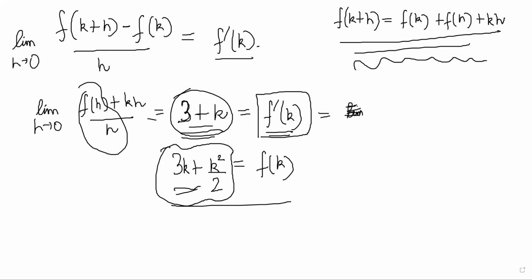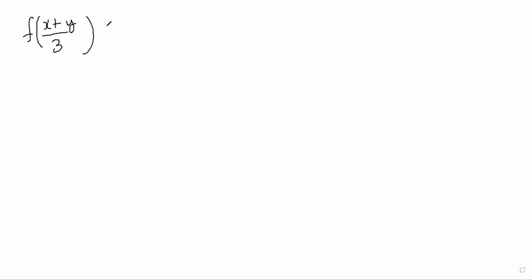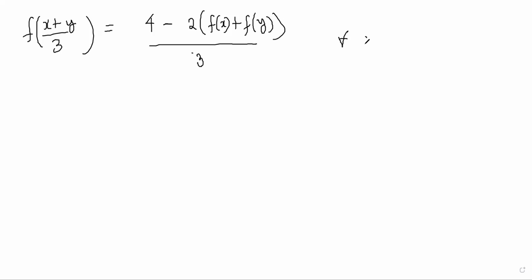30th. 30th is again a differentiable function he is saying. So similarly it will be again: f of (x plus y) by 3 is equal to 4 minus 2 times (f of x plus f of y), by 3, for all x, y belonging to real. Find f of x, and what is given is that f of x is differentiable.